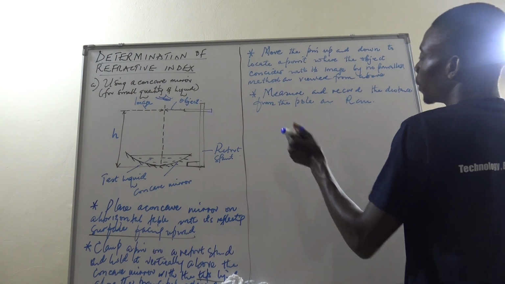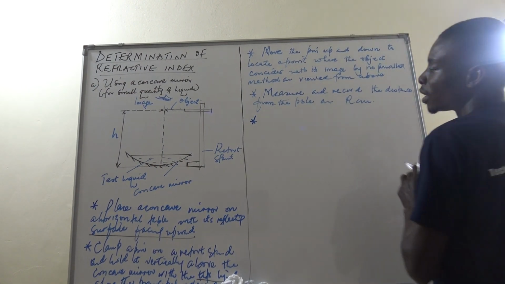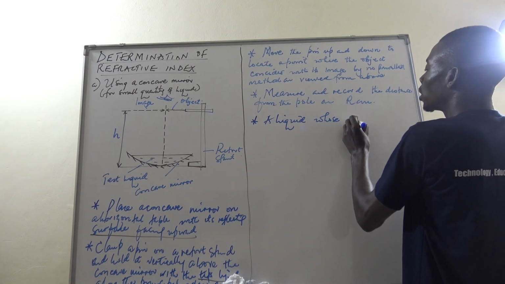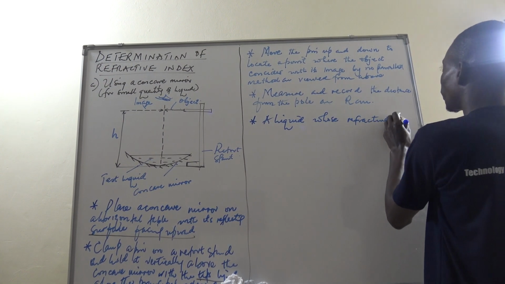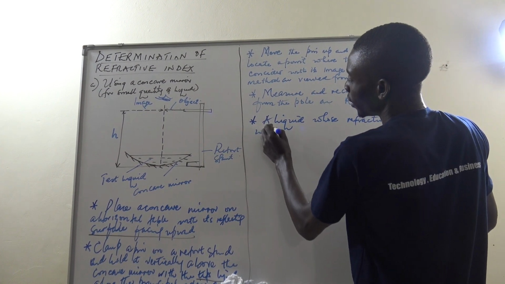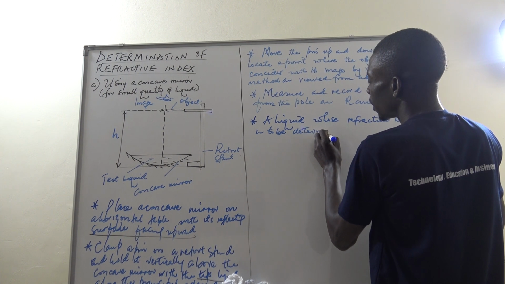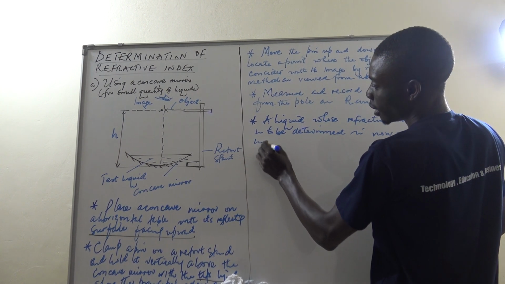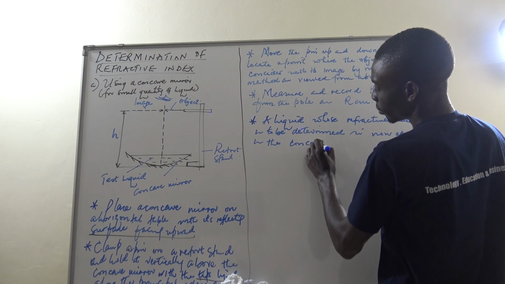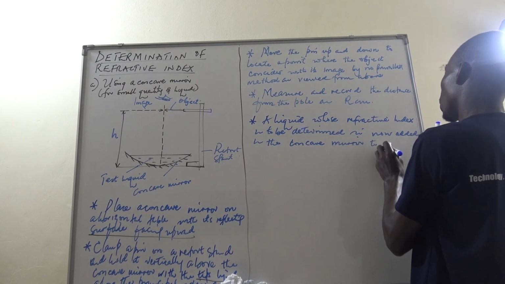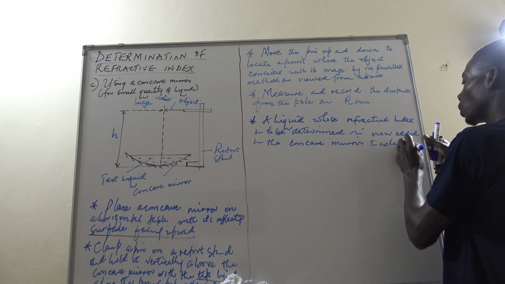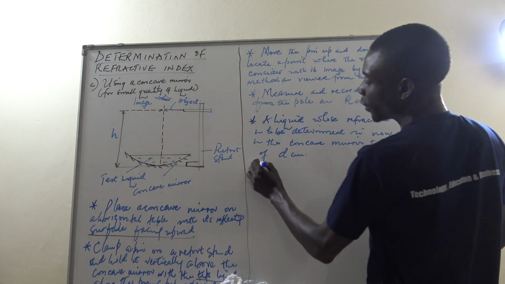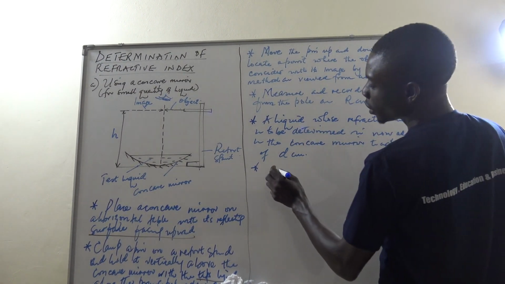And then in the next step, after identifying that, you can say: a liquid whose refractive index is to be determined is now added in the concave mirror to a depth of, say, d centimeters.